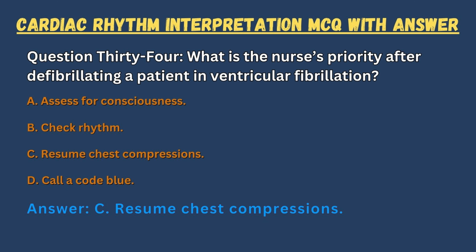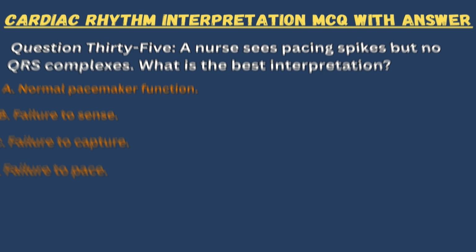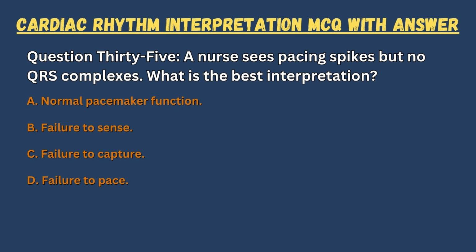Answer: C. Resume chest compressions. Question 35. A nurse sees pacing spikes but no QRS complexes. What is the best interpretation? A. Normal pacemaker function. B. Failure to sense. C. Failure to capture. D. Failure to pace.